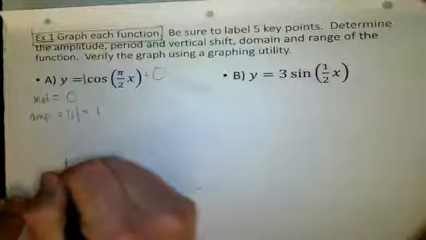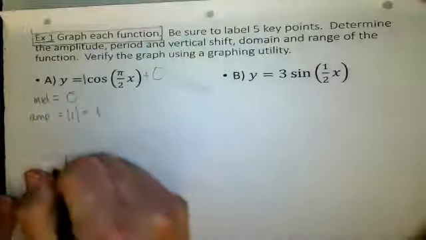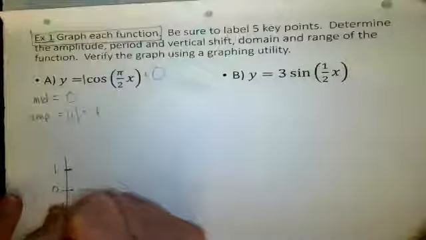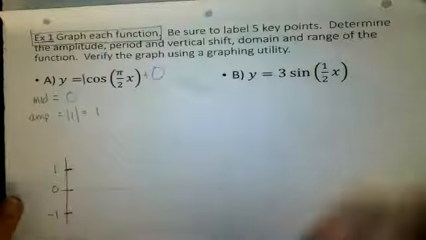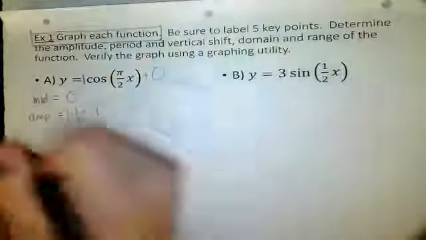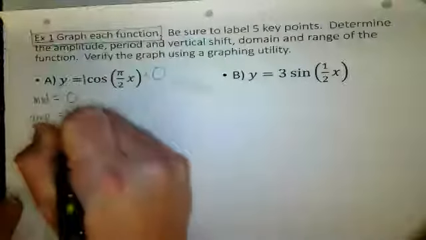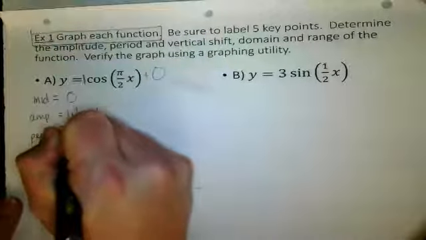And my amplitude is 1. So what's my maximum value? 1. And what's my minimum value? Good. Now the period. If I just wanted to calculate the period, it's 2 pi divided by b.